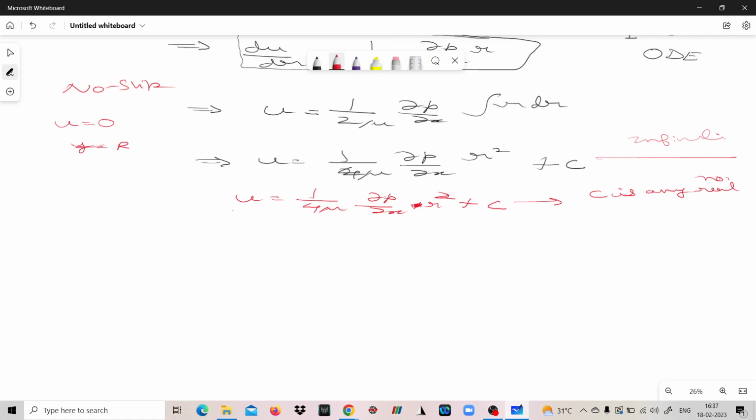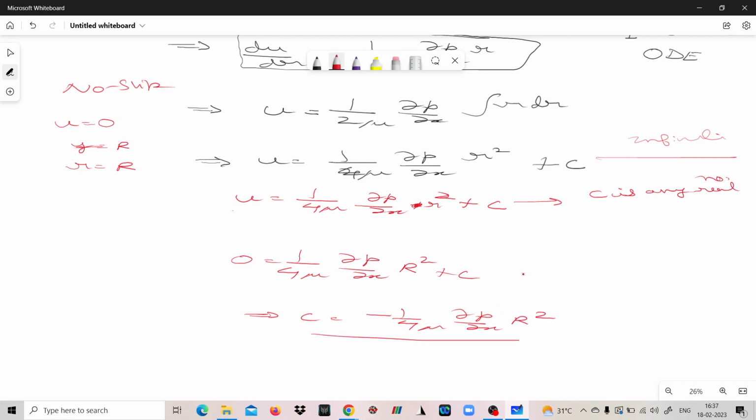Sorry, not value. U is equal to 0 when the value of r is equal to R. Okay, so if we use the same thing, u will be 0 when small r is equal to capital R. So from here, the value of C is equal to minus 1 by 4 mu del P by del X R square. And if you use this expression of C in the main equation, what will you get?